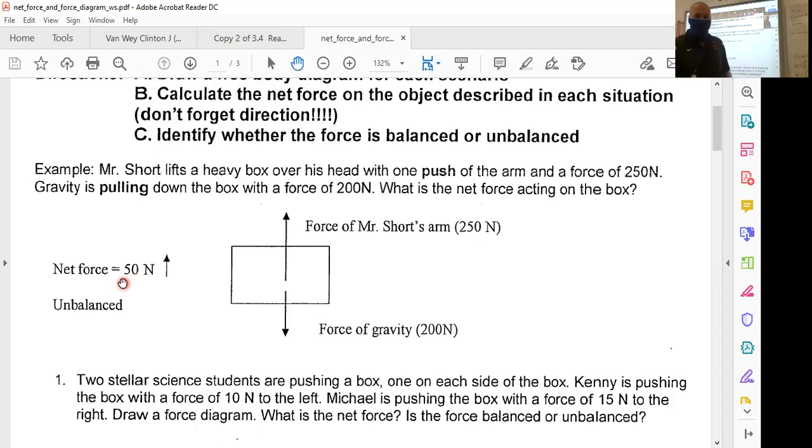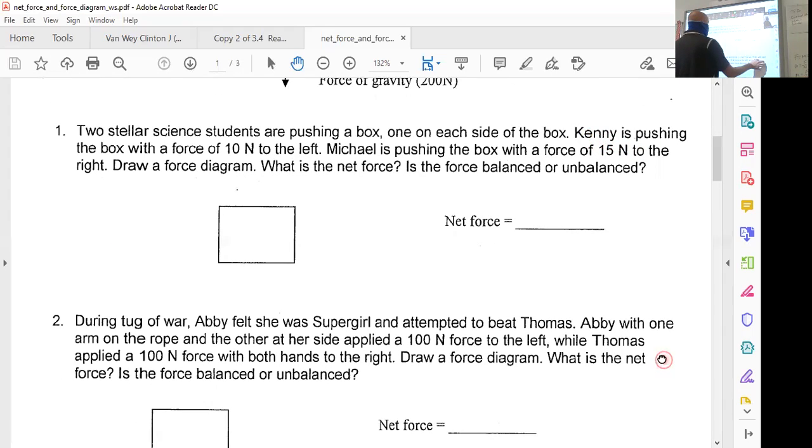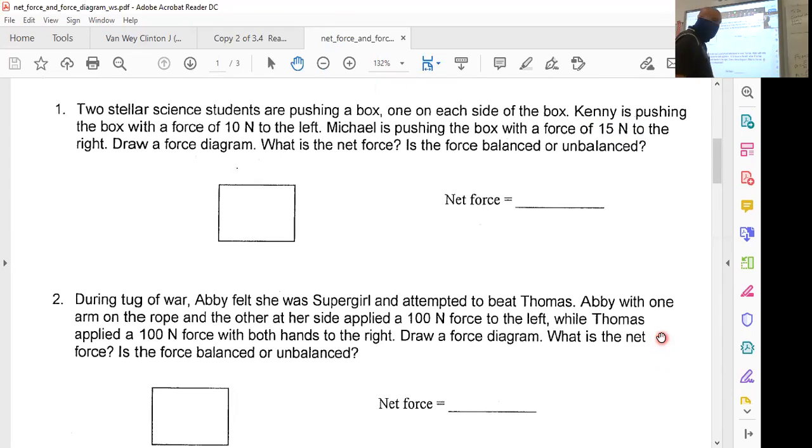Any questions on the example? I'll pull the chat up so I can see your questions if you guys have questions as we go here.